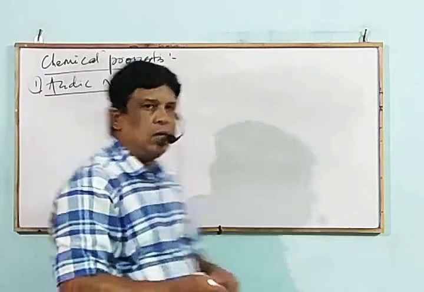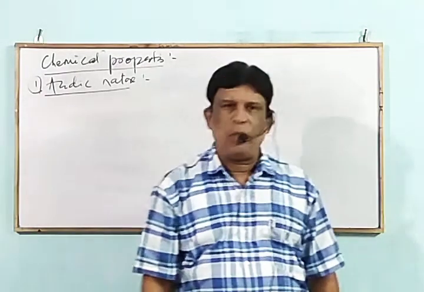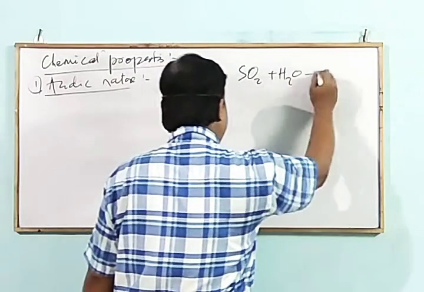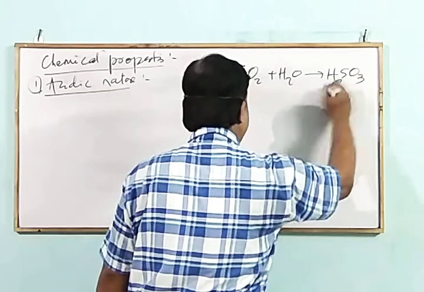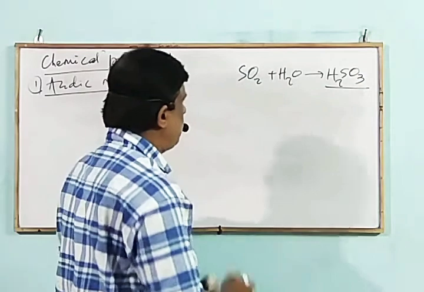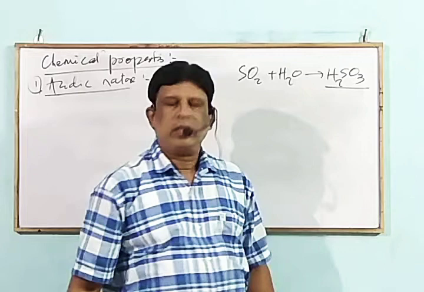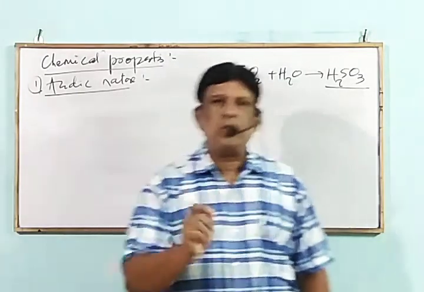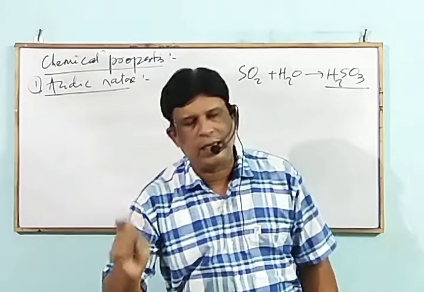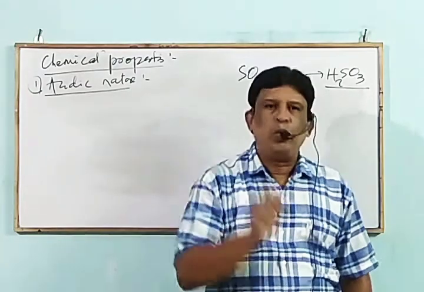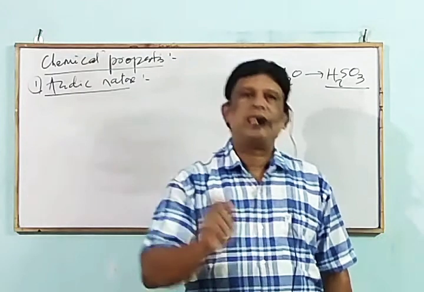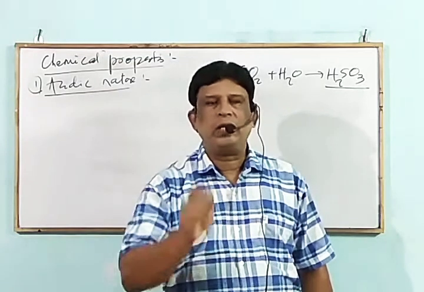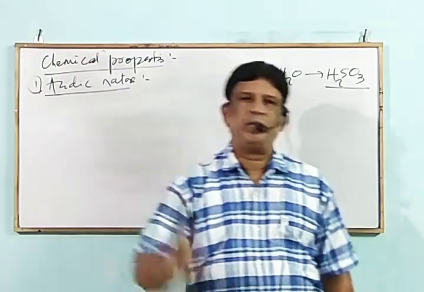Mark that. In aqueous solution, SO2 plus H2O give rise to H2SO3, that is sulfurous acid. As it is an acid, the aqueous solution of sulfur dioxide is acidic in nature. It changes blue litmus to red. As it is acidic in nature, it combines with different bases, resulting in the formation of salt and water.